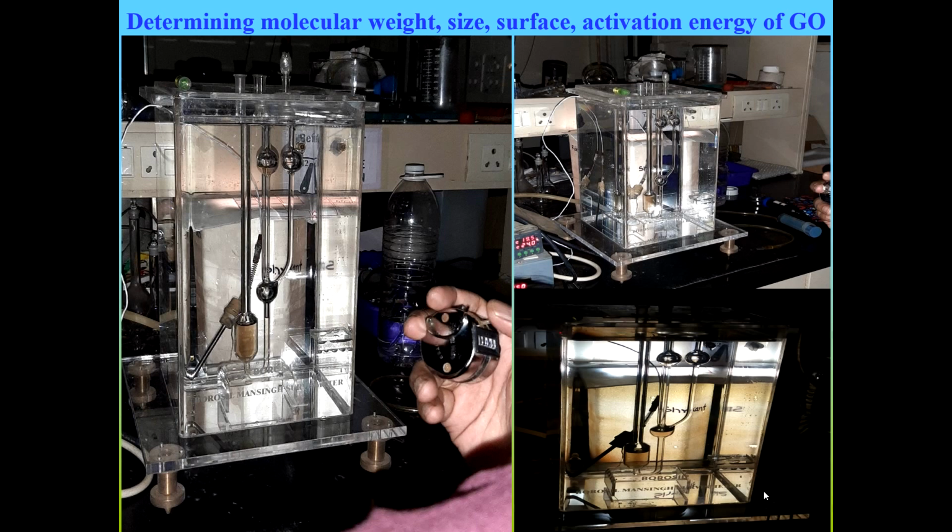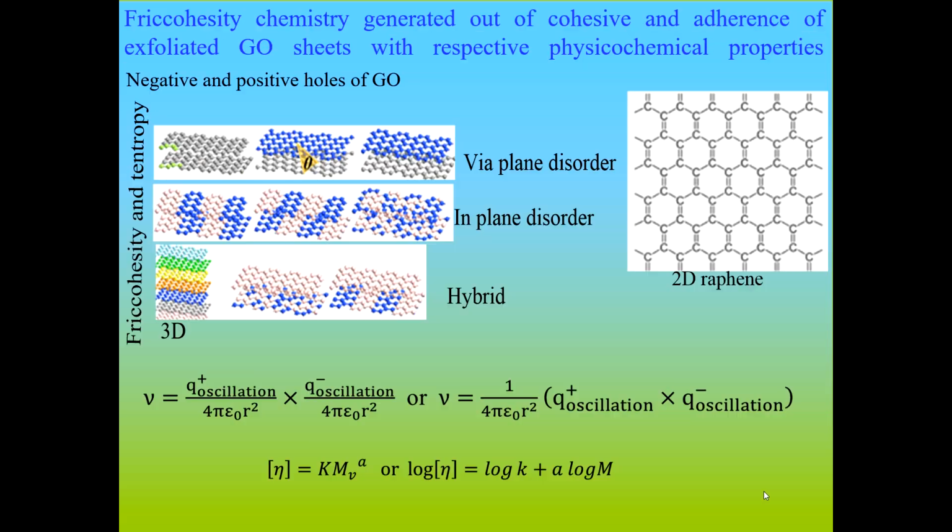We have found that when a single photon came by mistake while we were conducting the experiment, the reading changed. So the traditional conventional methods completely failed. The service meter is the only method that can determine the molecular weight, shape, size, surface area, and activation energy. This is simple, everyone knows that.